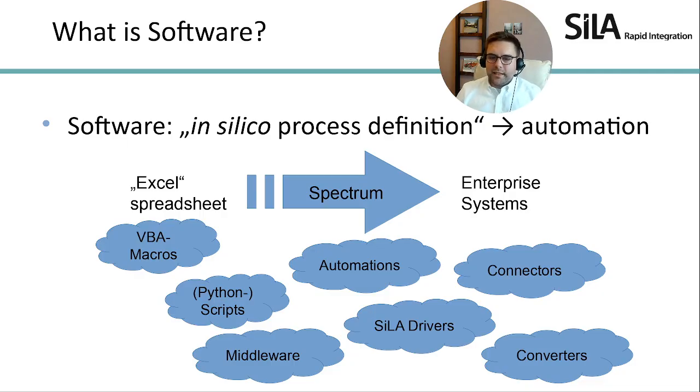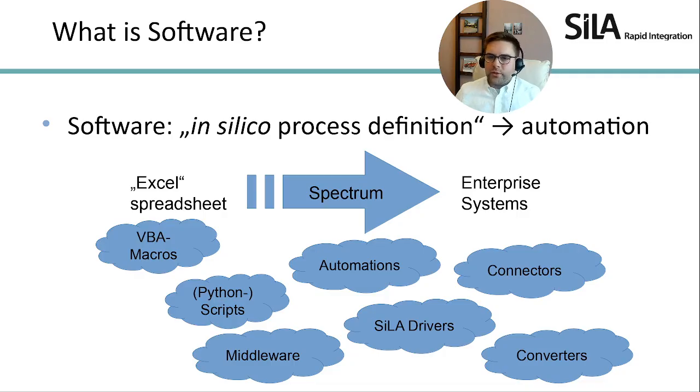And on the spectrum from Excel spreadsheets to enterprise systems, there is a lot of stuff that we usually see in lab automation, like VBA macros in your Excel spreadsheets, Python scripts, or any other sort of scripts that you produce to analyze data or that you use to work on your data. There is middleware, which is any kind of software that translates from one API to another. SiLA driver, for example, is usually this kind of software. So you translate from an API that is provided by a device to SiLA. You have automations in place that run on your kit.